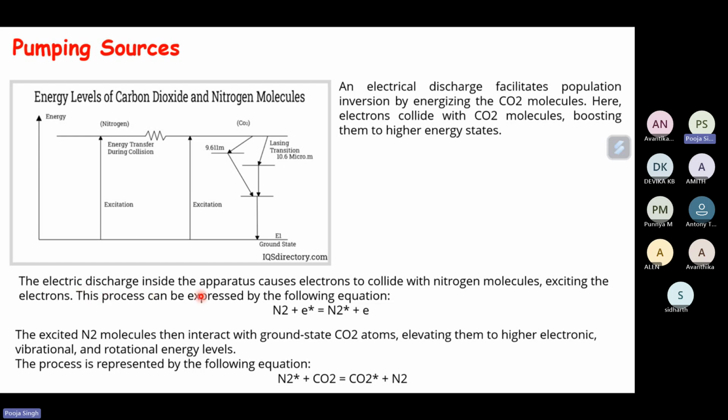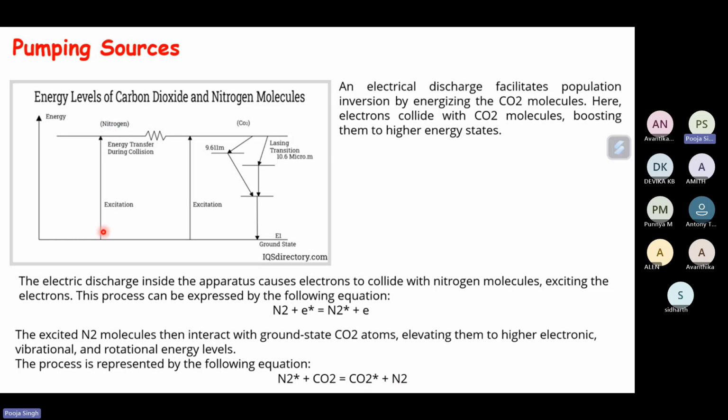What happens is that the electric discharge inside the apparatus causes electrons to collide with the nitrogen molecule. So once nitrogen collides with the electron, what will happen? Nitrogen, which was present in the ground state, will go into the excited state. Now the excited nitrogen, when it interacts with the CO2, will excite the CO2 molecule and itself undergo de-excitation, meaning it returns to the ground state. So basically nitrogen is helping the CO2 molecule to reach the excited state.